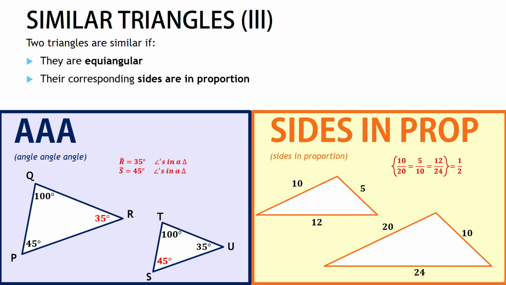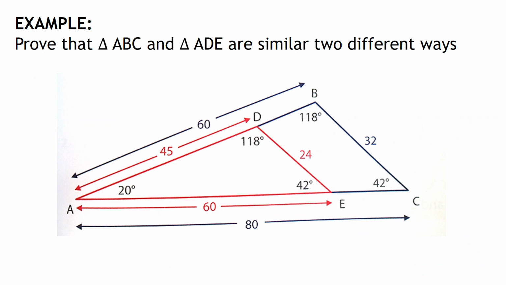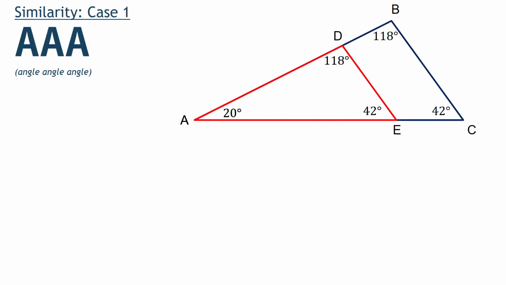If I simplify their fractions, they simplify to the same fraction or the same number. Okay, so let's do some examples. Prove that triangle ABC and triangle ADE are similar in 2 different ways. If they ask you to prove that 2 things are similar in 2 different ways, there's only 2 ways you can prove it. You can either show that all the angles are the same or that the sides are in proportion. So I'm going to split it up and take away the side lengths for now. Okay, so there's my angles only.